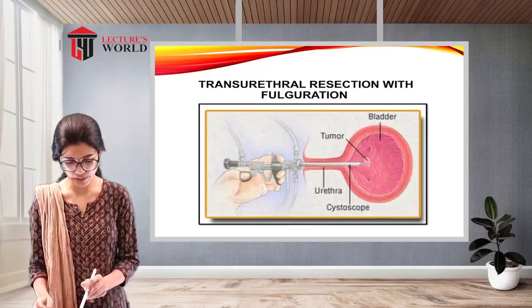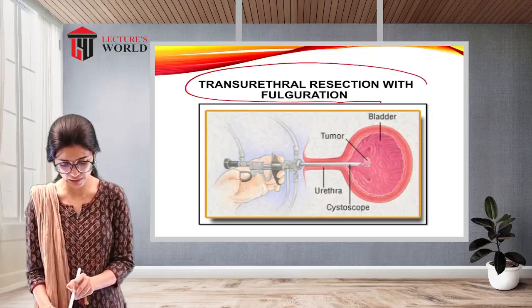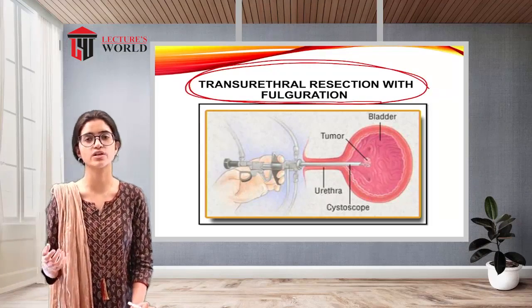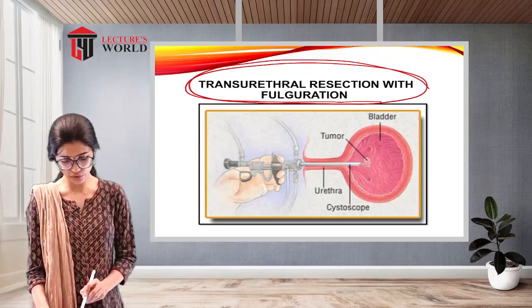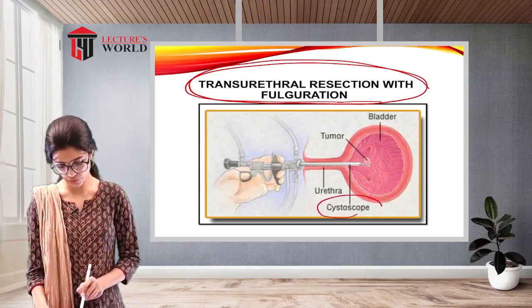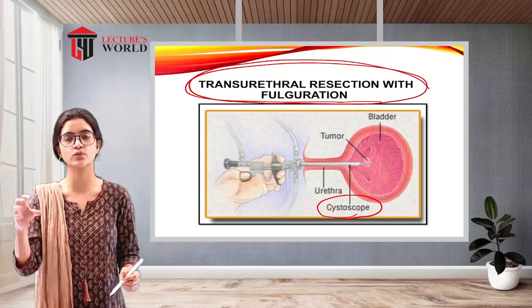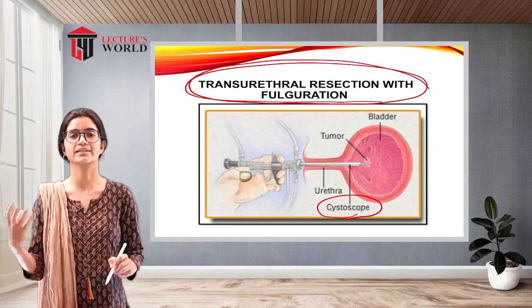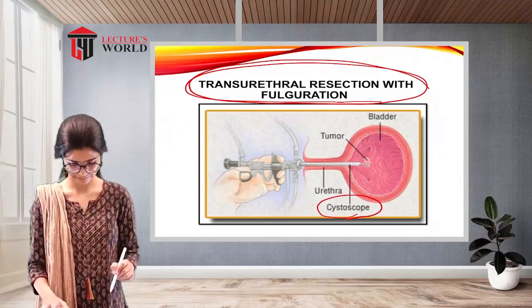There is one more procedure when it comes to surgery, which is a transurethral resection with fulguration. So transurethral resection with fulguration is basically done through the urethra, they insert a cystoscope, and fulguration includes the use of diathermy to destroy the cancerous cells.